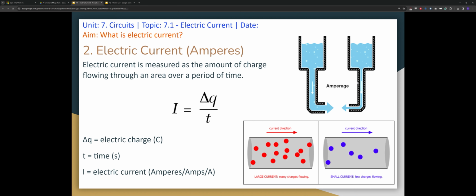If you take a look at the GIF on the bottom right hand corner, you'll see that the more charges that are flowing through a wire at any given point in time, that means you have more current. You have a lot more charges. And to the right, you'll see that if you don't have a lot of charges flowing, you're not going to have as large of a current.